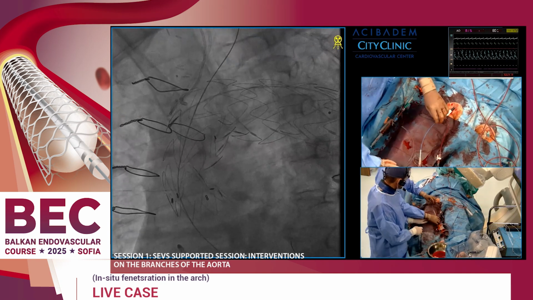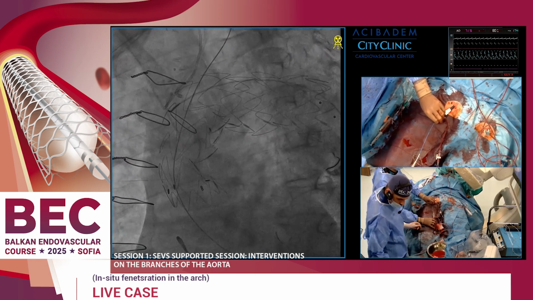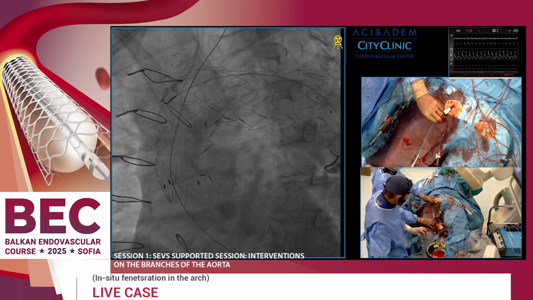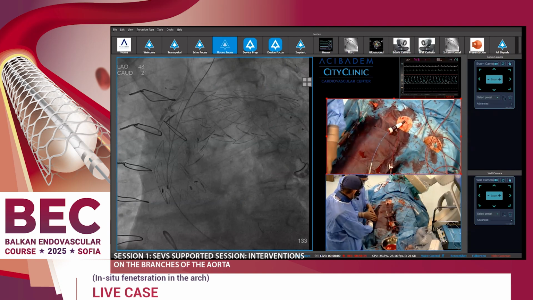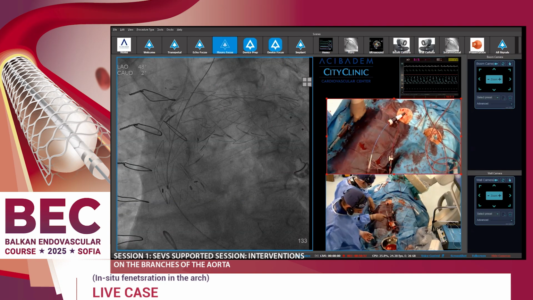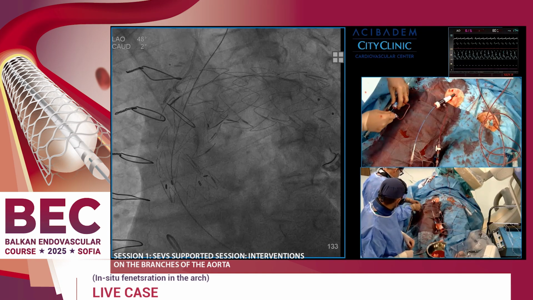Okay. I'm pulling slightly the lasso. And we are going to be ready for the catheter. I mean the supportive catheter. It's a Trailblazer.